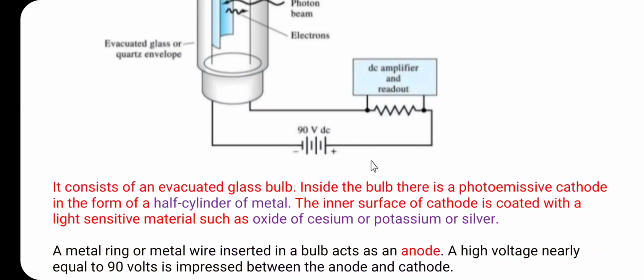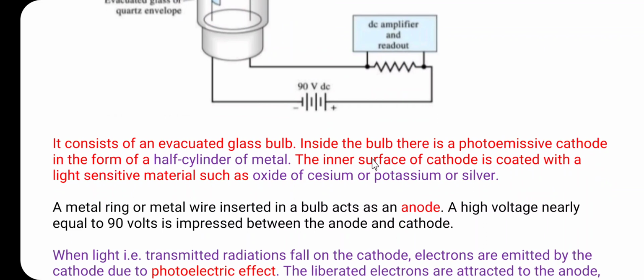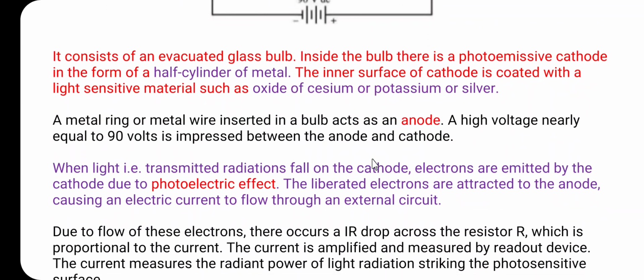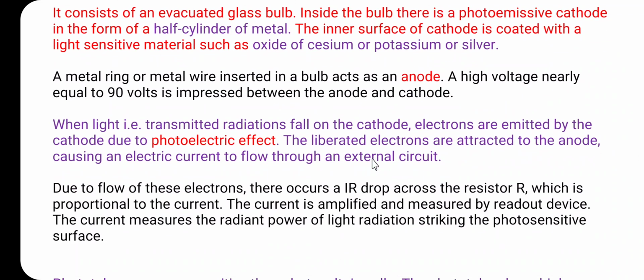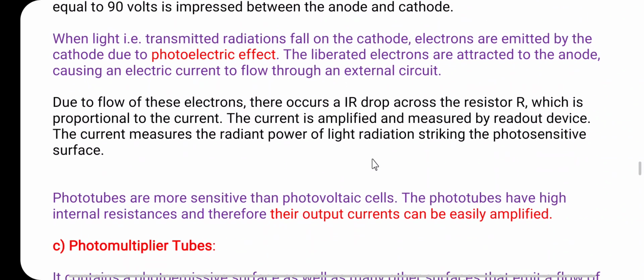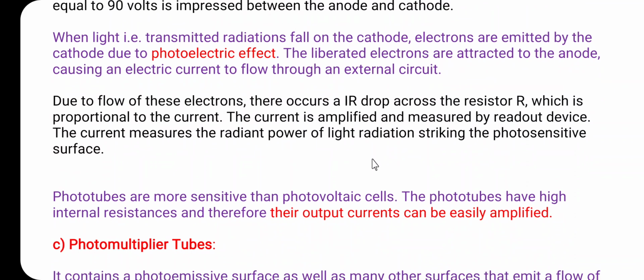So, friends, this is about the phototube, and the phototube is the second detector. The first one is the photovoltaic cell, and the second one is the phototube. Generally, these two detectors are used in a colorimeter. Phototubes are more sensitive than the photovoltaic cell, and they have high internal resistance, and therefore their output current can be easily amplified.